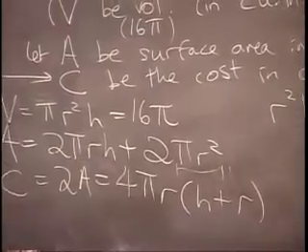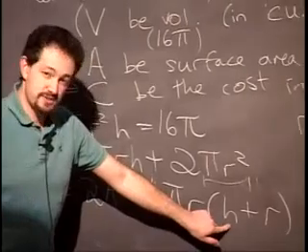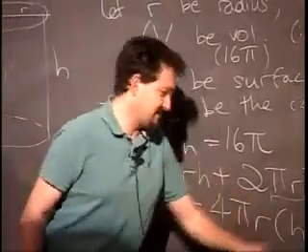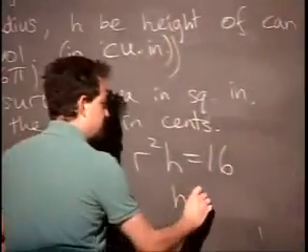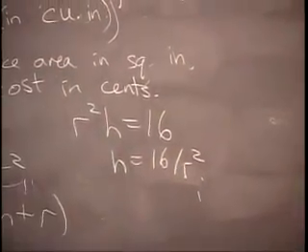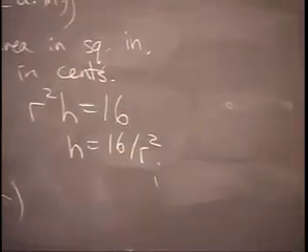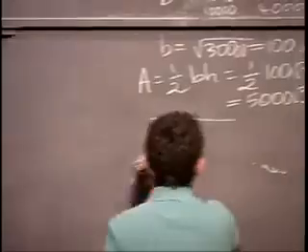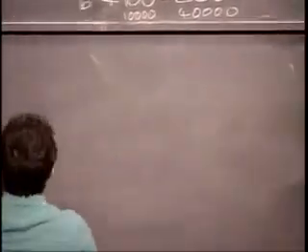Now we can eliminate either r or h, but it seems like it's easier to eliminate h because there's only one of them and there's 2 r's there. So I'm going to take here h equals 16 over r squared. I'm going to use those two equations, and once I get some board space, I will simply write down an equation for the cost c in terms of the radius r. And once we know the radius, we'll know everything about the can.